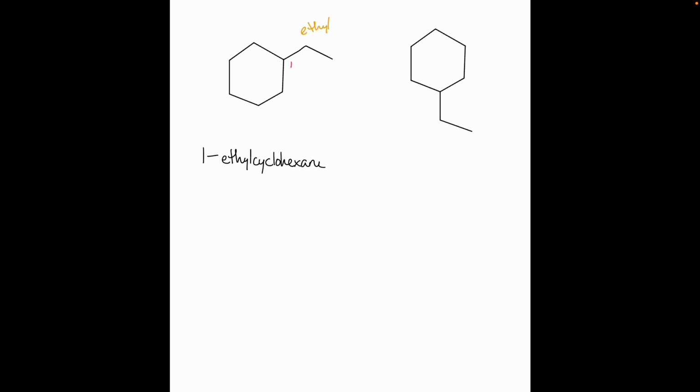What would it be? The same thing, right? Because wherever that substituent is, that's where I'm going to start numbering. This is also 1 ethyl cyclohexane. Because that substituent is always going to be on carbon 1, we don't bother to write the number in the name. We just say ethyl cyclohexane. There's no such thing as 2 ethyl cyclohexane or 3 ethyl cyclohexane, right? Because no matter where I move it, I'm just going to renumber things so that that's carbon 1, okay?